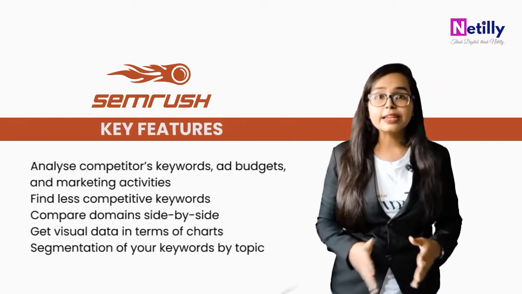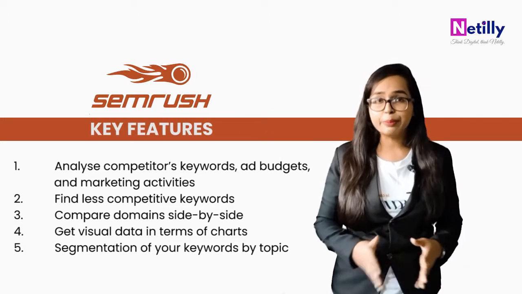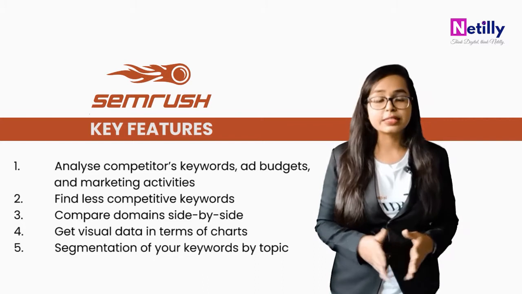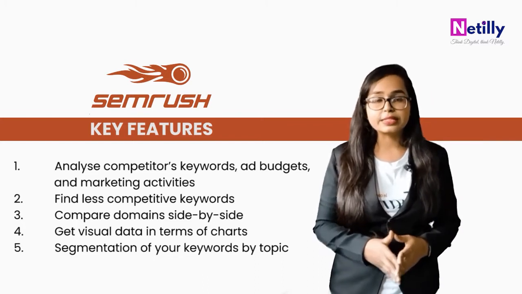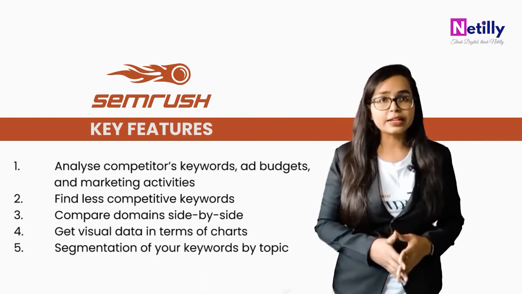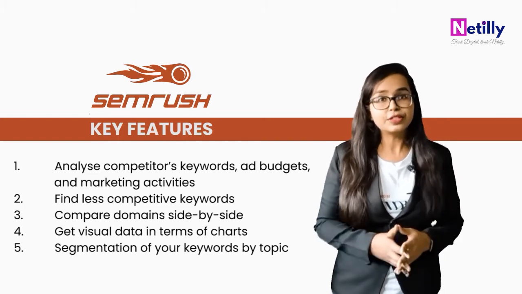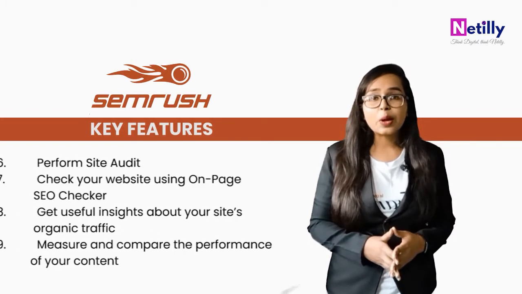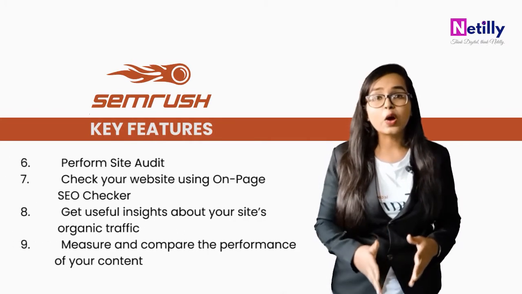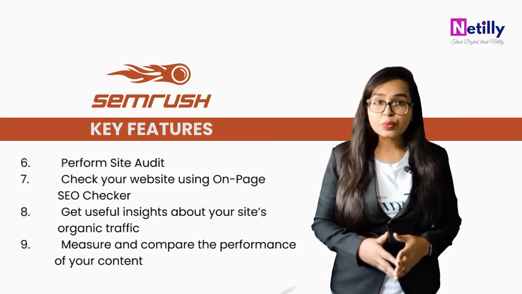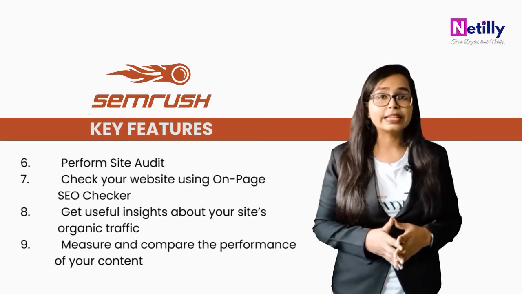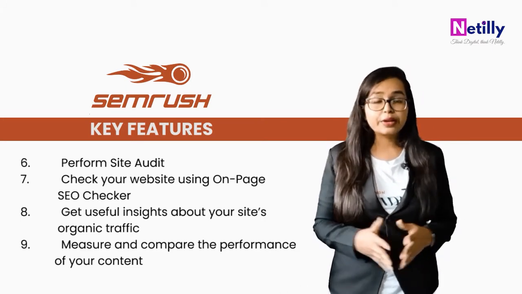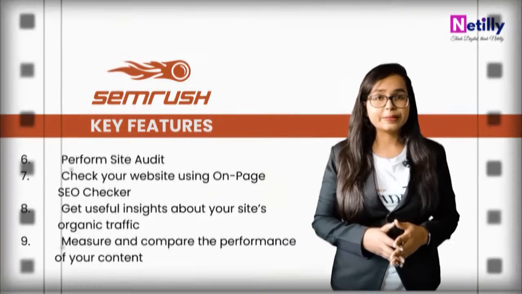Key features: analyze competitors' keywords and budgets and marketing activities. Find less competitive keywords. Compare domains side by side. Get visual data in terms of charts. Segmentation of your keyword by topic. Perform site audit. Check your website using on-page SEO checker. Get useful insights about your site's organic traffic. Measure and compare the performance of your content.